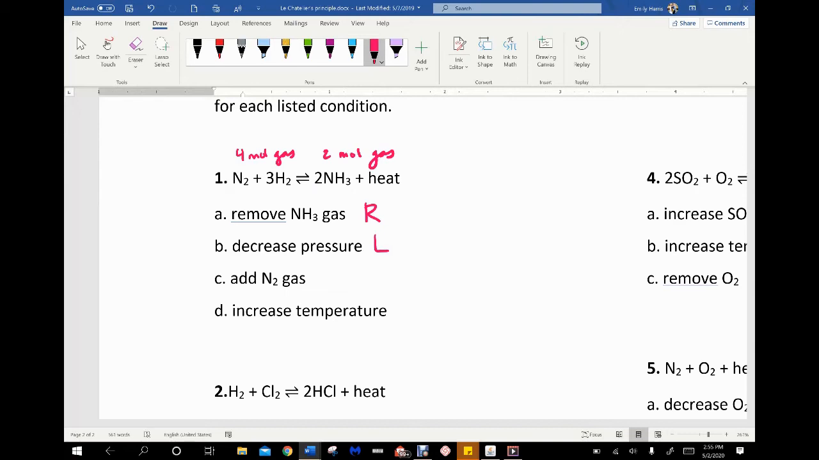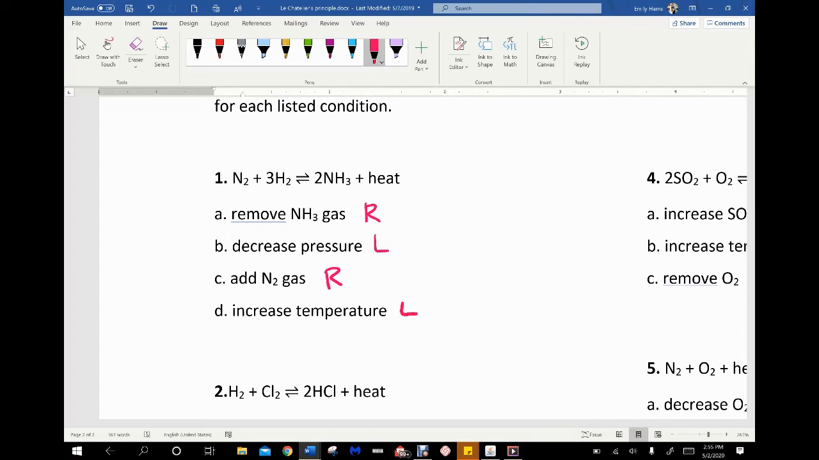All right, the next one is a factor on concentration. What if we add in more nitrogen on the reactant side? If we've added something, we need to take it away by shifting to the opposite side, which in this case would be right. Now, if we look at D, which says increased temperature, that's as if we were adding more heat. If we're adding something, we go to the opposite side to take it away. So we'll shift to the left.